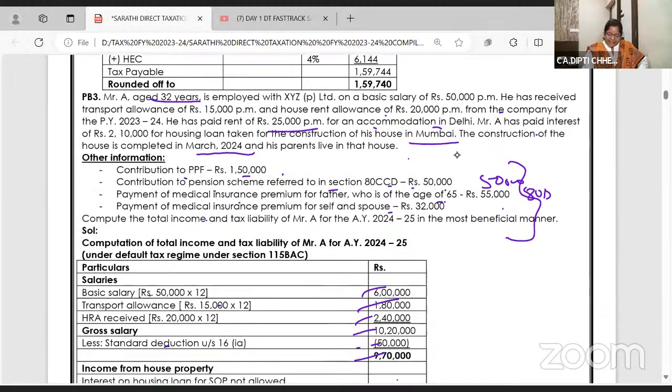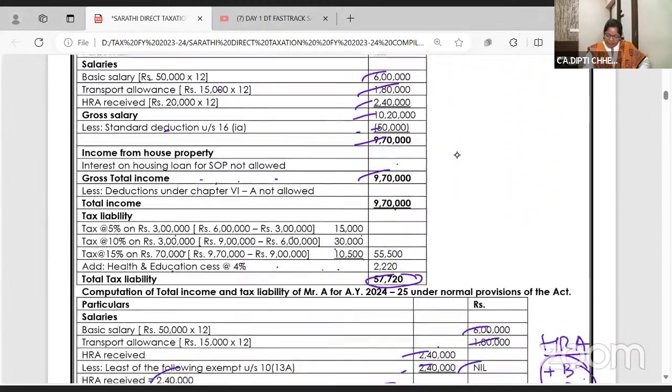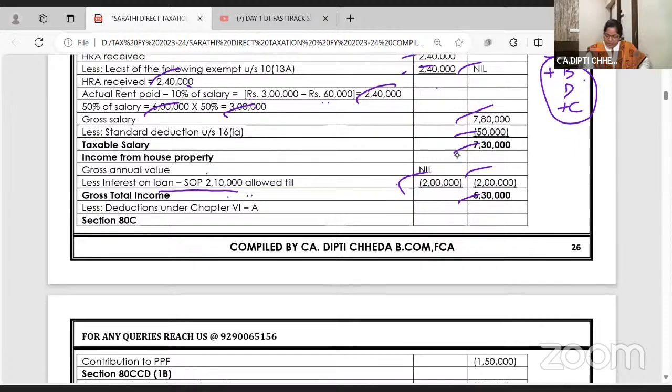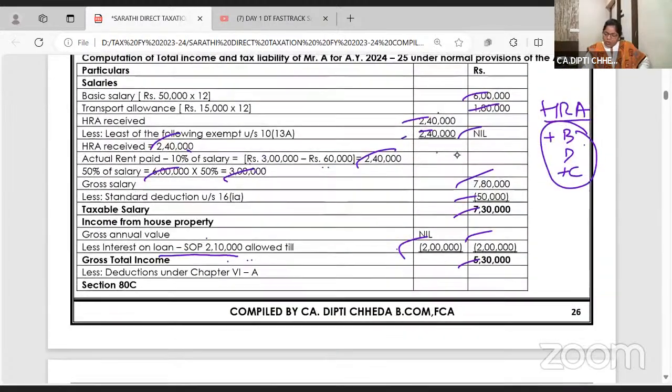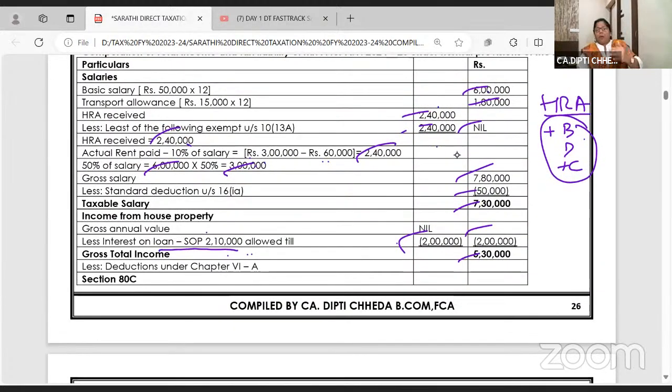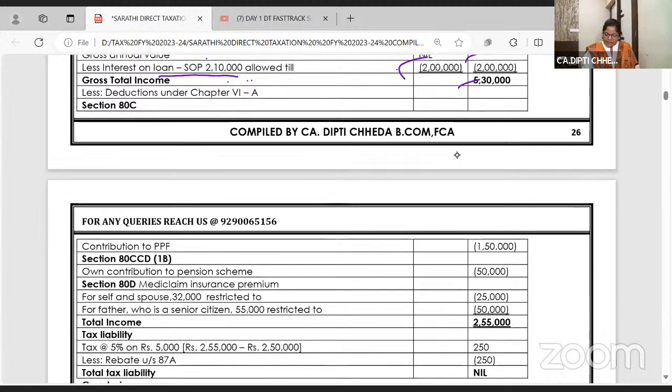All right, so compute the total income. Even though you have paid 32, allowed will be only 25. Let's move ahead together. So now what's your normal income? Because you have claimed house property loss, can we set off in salary? Yes. Business loss cannot be set off in salary.